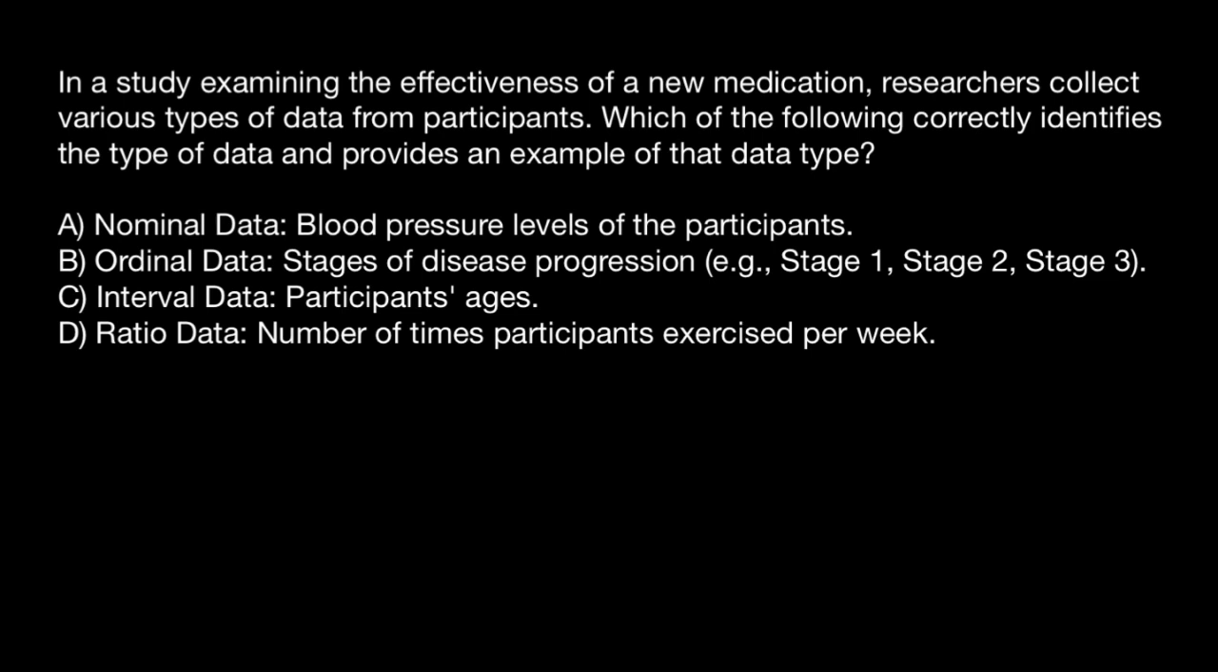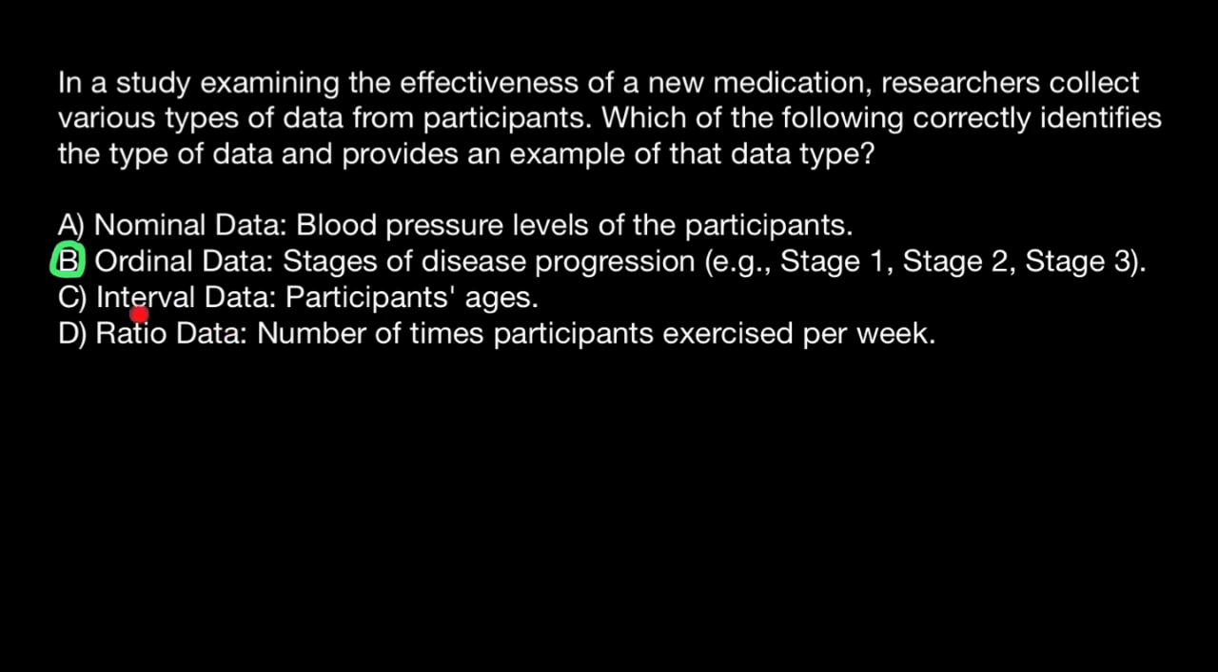But let's check the other variants as well, because you can also get a different type of question on your exam. For example, interval data, participant ages. Interval data are numerical and have a meaningful order with equal intervals between values, but no true 0 point. Ages are typically considered ratio data because they have a meaningful 0 point, age 0.